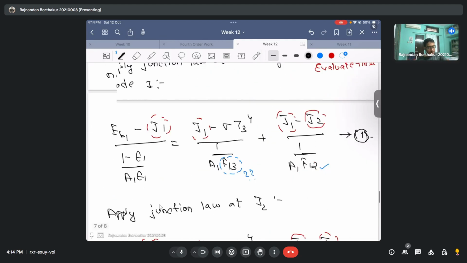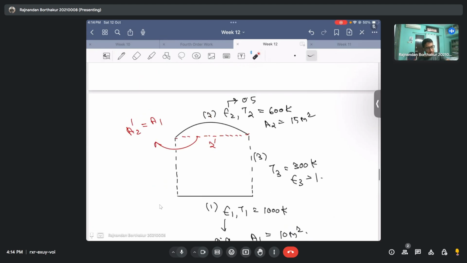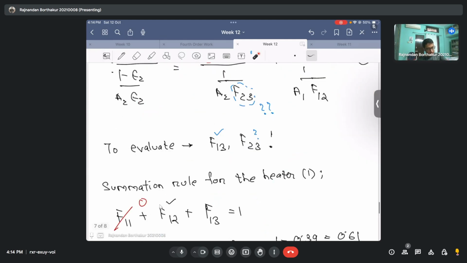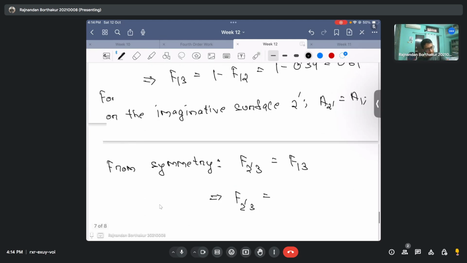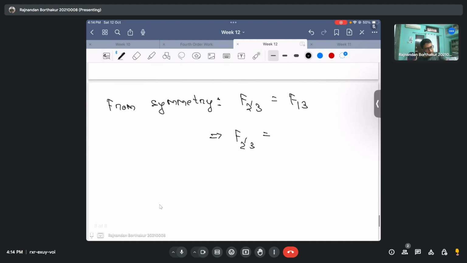Why? That is typically because my areas are the same. So this is just symmetric, right? Which means whatever fraction of radiation leaves surface 1 and hits surface 3 is exactly equal to the fraction of radiation that leaves this mysterious surface 2 prime and hits surface 3. That is nothing but the rule. Which means I can state that F2 prime 3 is equal to F1 3, which is already calculated as 0.61. So F2 prime 3 is 0.61.